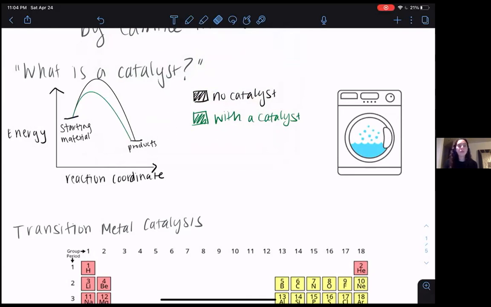In real life, you can imagine that your dishwasher is a catalyst because you put your dirty dishes in and they come out clean, but the dishwasher doesn't change in the process of the dishwashing, and you can use it over and over. And it takes a lot less energy to use your dishwasher than it does if you were to wash all your dishes by hand.